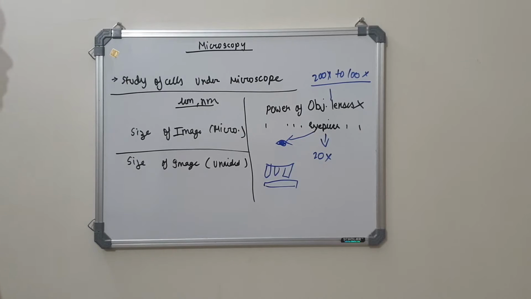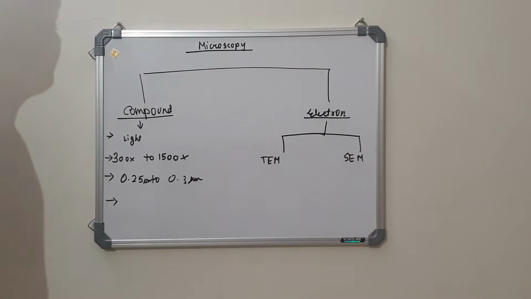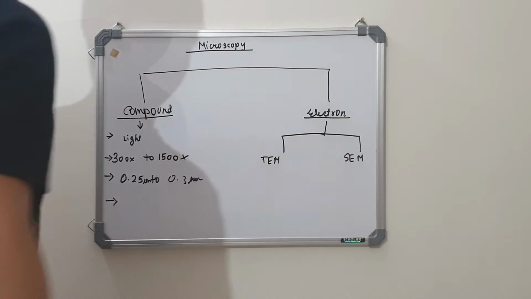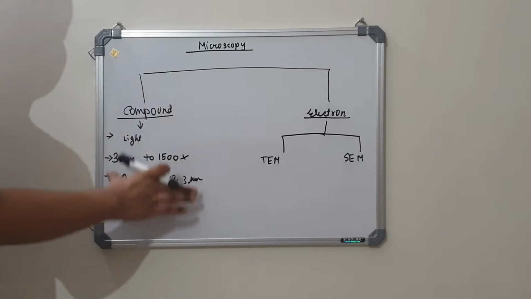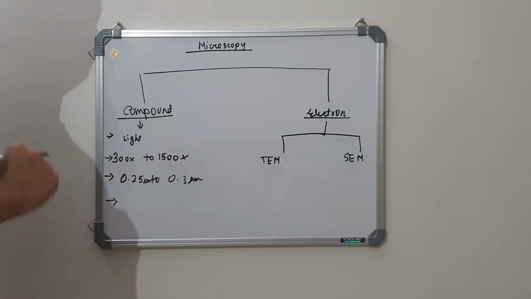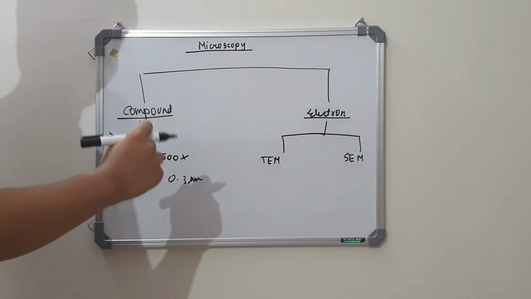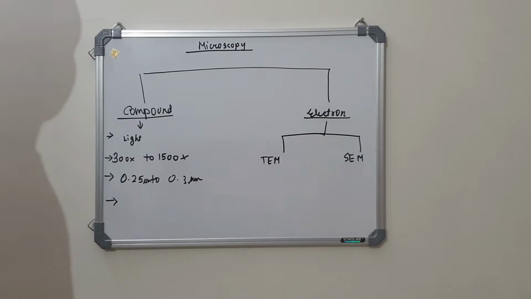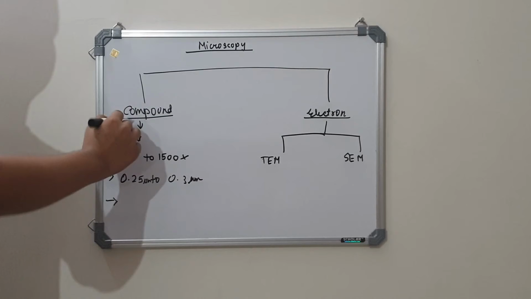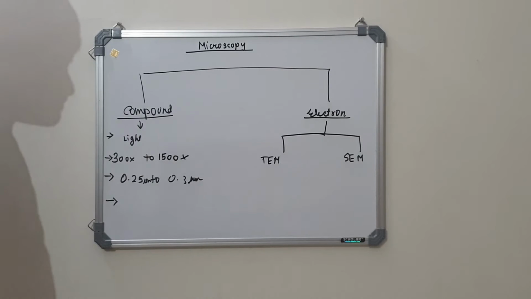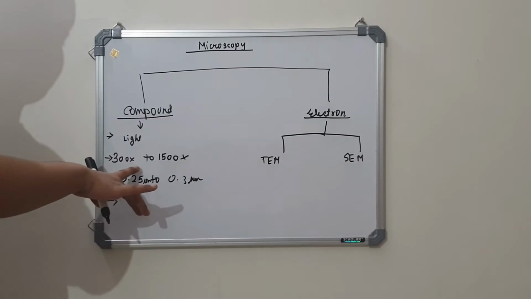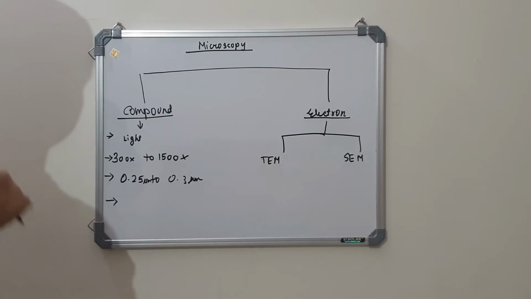Now let's come to the types of microscope. There are 2 types: the compound light microscope and the electron microscope. First we will discuss the compound microscope, and then proceed to the electron microscope, which is further divided into transmission electron microscope and scanning electron microscope. The compound microscope uses light, usually sunlight, to see the objects on the slide. Its magnification power is 300 times to 1500 times, and its resolution power.